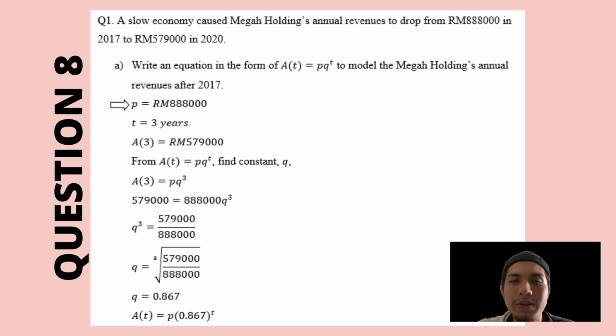And after that, we got the constant Q, which is 0.867. So put the constant Q in the formula, and the formula should be A(t) = P(0.867)^t.